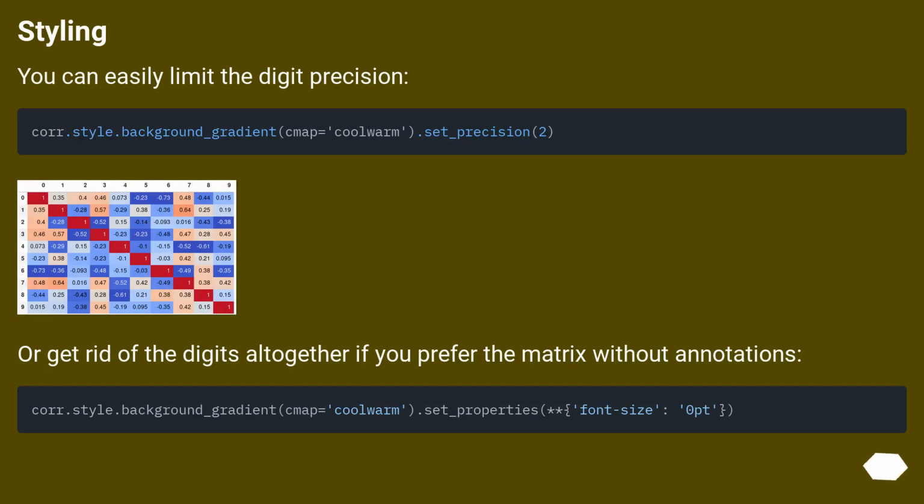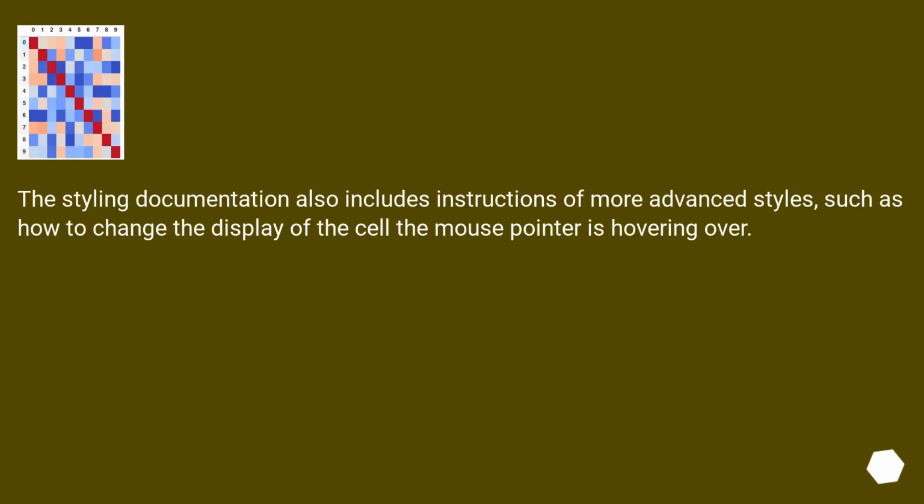Styling. You can easily limit the digit precision, or get rid of the digits altogether if you prefer the matrix without annotations. The styling documentation also includes instructions of more advanced styles, such as how to change the display of the cell the mouse pointer is hovering over.